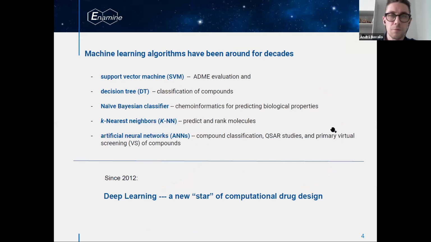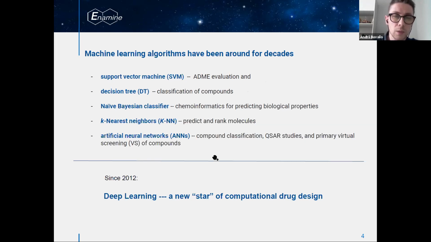So a lot of methods are used, and nowadays everybody is talking about machine learning, deep learning and what is called artificial intelligence. In fact, a lot of machine learning methods have been available for decades now, for example support vector machines, decision trees, k-nearest neighbors, etc. All those algorithms have been handy tools for computational chemists and biologists for quite a lot of time.